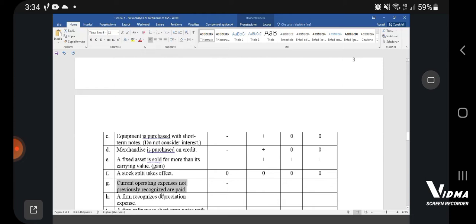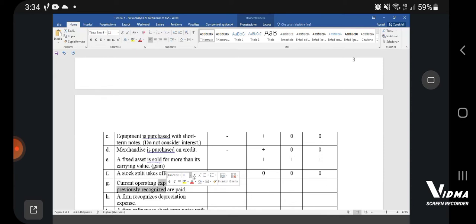They are not previously recognized means that they are not actually part of current liabilities. We did not find this item included in current liabilities. They were not recognized previously. I just recognized them and paid them immediately. So only cash is being affected.